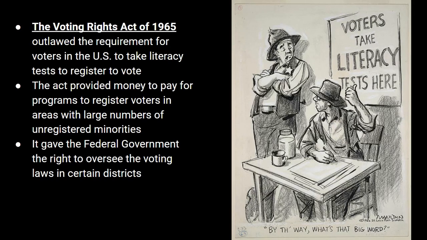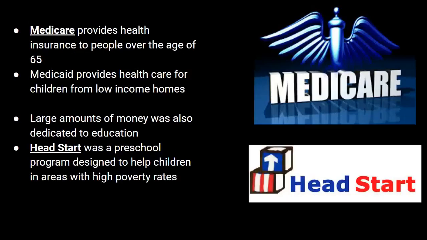So in 1965, as part of the Great Society, the Voting Rights Act bans literacy tests. You can't make people take a test to vote anymore. It also gave the federal government the power to go into certain places that were discriminating against certain races when it came to registering people to vote, and it allowed the government to go in to make sure that everybody had equal opportunity to vote.